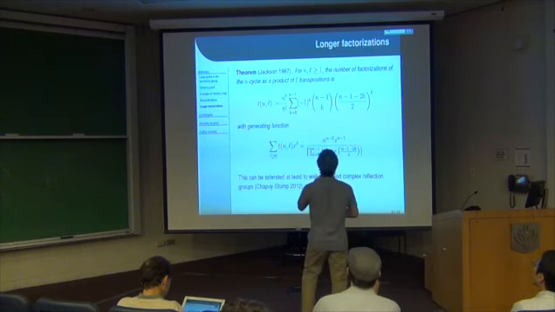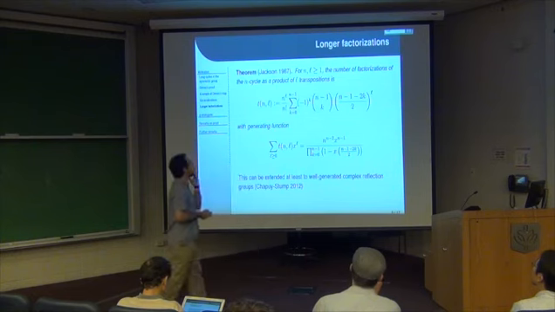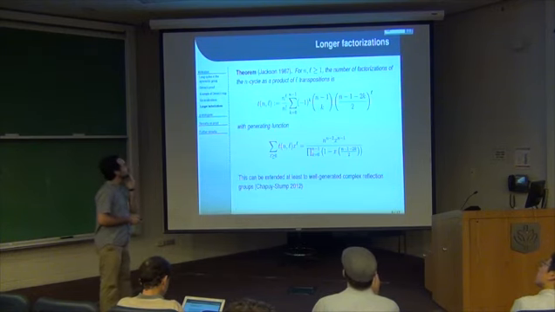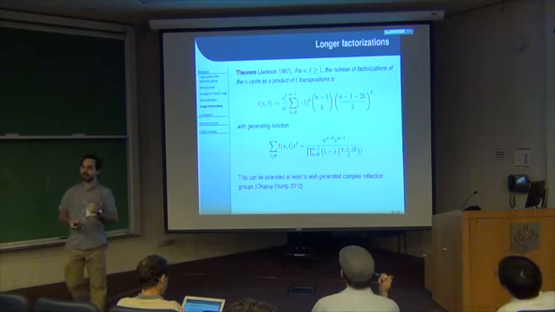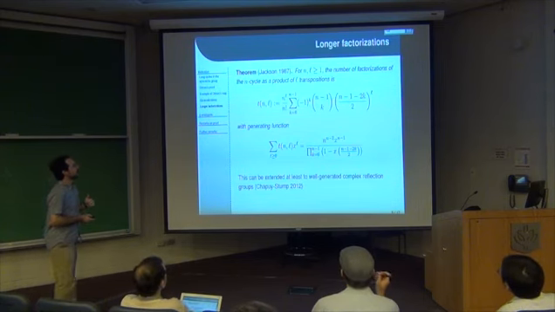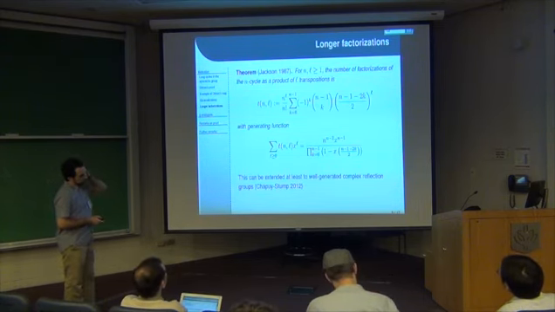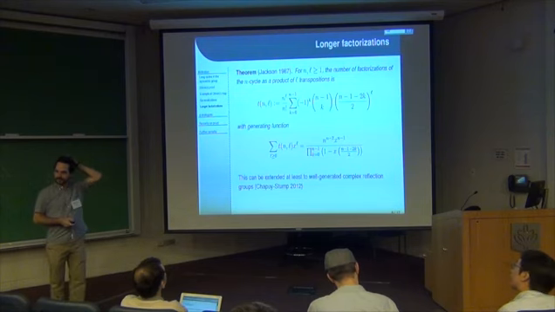So, all right, now I'm going to take n and L positive integers and factor an n-cycle as a product of L transpositions. And this is what you get. So let me talk about this formula for a minute.